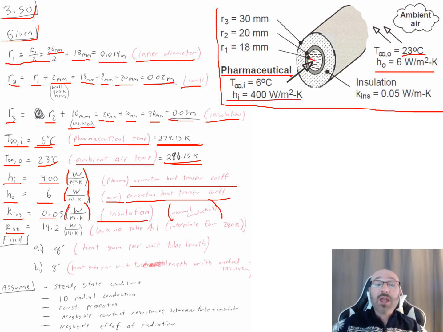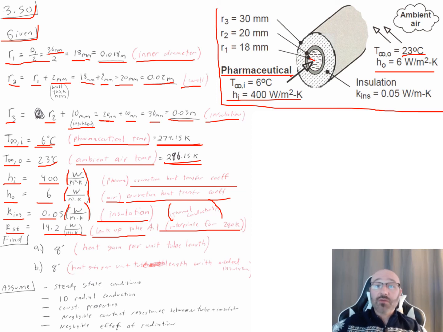So what we can do with that information is we can go to table A1 and look it up and interpolate for the correct temperature there in order to back out our K value right here for the steel, which ends up being 14.2 watts per meter Kelvin.